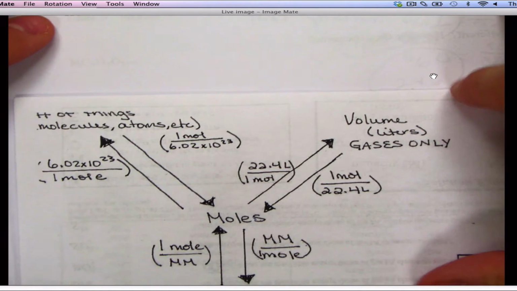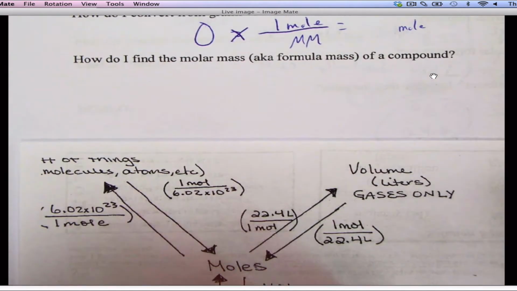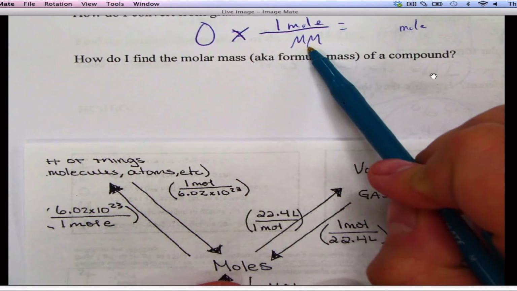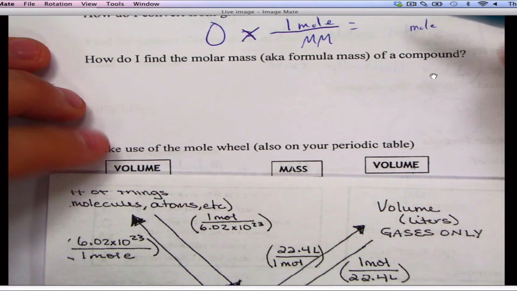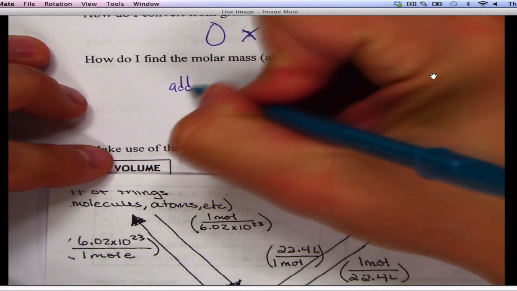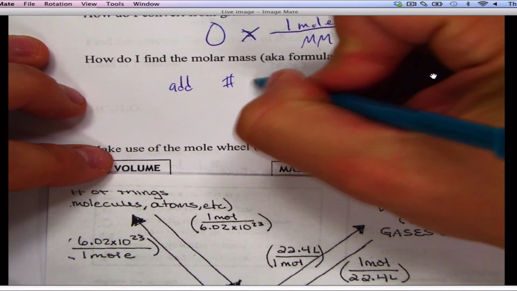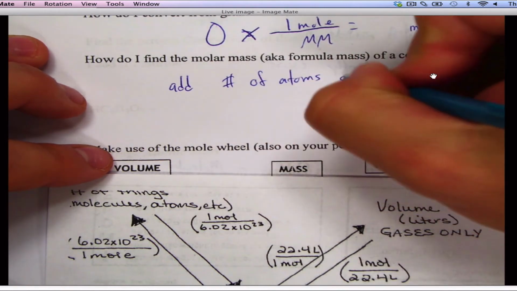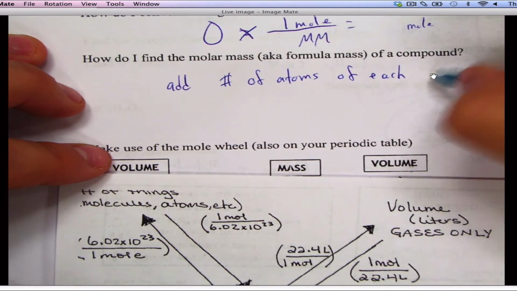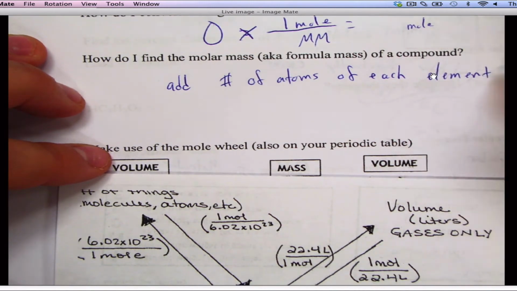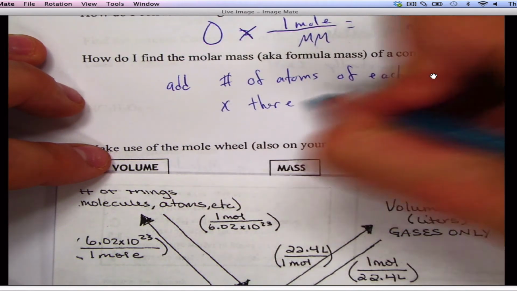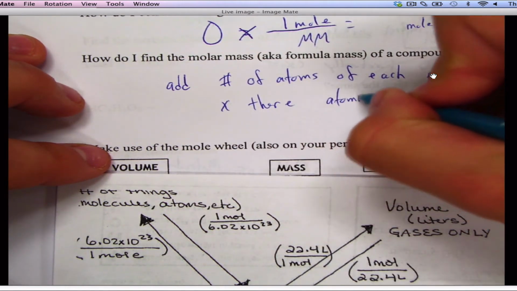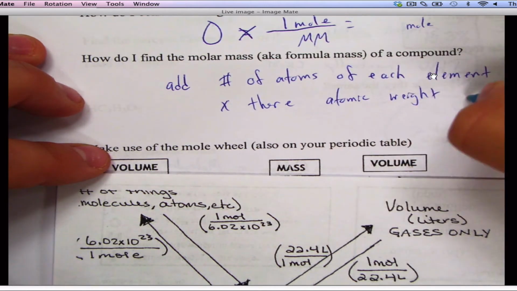So to hopefully help you with any confusion, how do I find the molar mass, which is the mm that I'm referring to? That's the mm that's on this periodic table, that's on the mole wheel. How do I find it? Add your number of atoms of each element times their atomic weights. Formula mass, whatever you want to refer to.